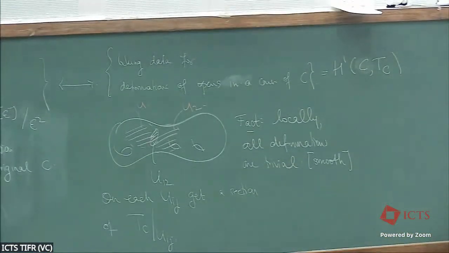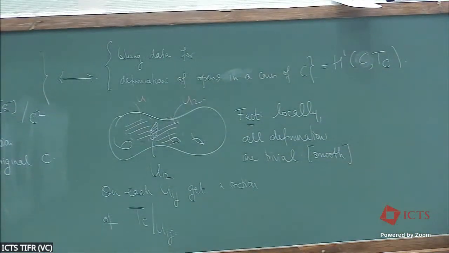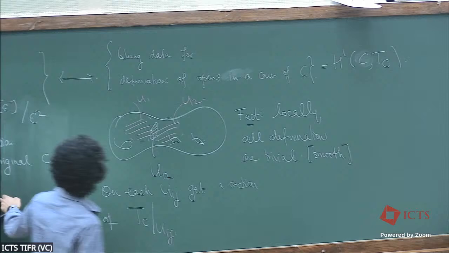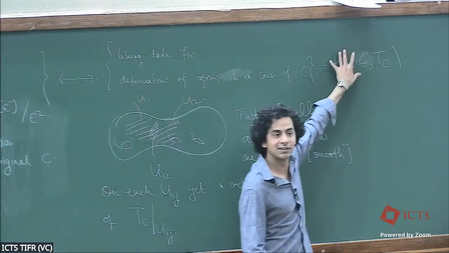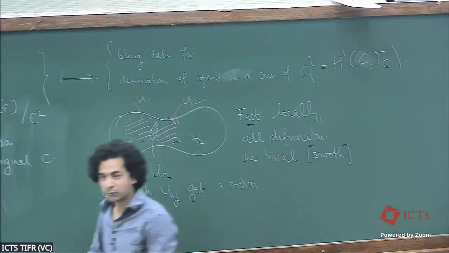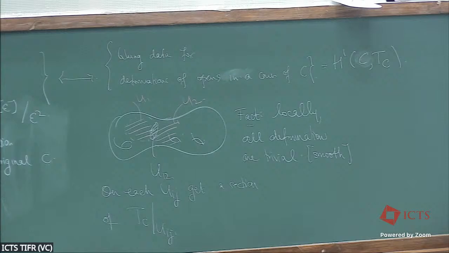H1 of C, T_C. Okay. So anytime you have an open cover and you have a section of some sheaf, like the tangent bundle, on the double overlaps, subject to some condition on the triple overlaps, you automatically get an element of H1 this way. Okay? And so how has this helped? Well, I've just told you that the tangent space to the moduli space of curves at this curve is naturally identified with a natural vector space, whose dimension is predictable, okay?